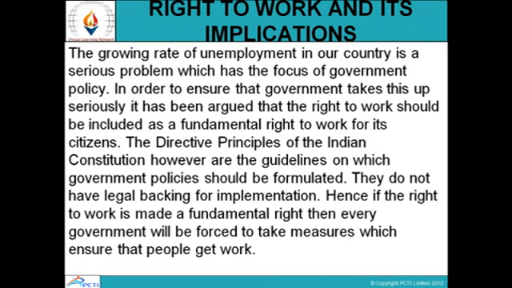Right to work and its implications. The growing rate of unemployment in our country is a serious problem which has been the focus of government policy. In order to ensure that government takes this up seriously, it has been argued that the right to work should be included as a fundamental right for its citizens.